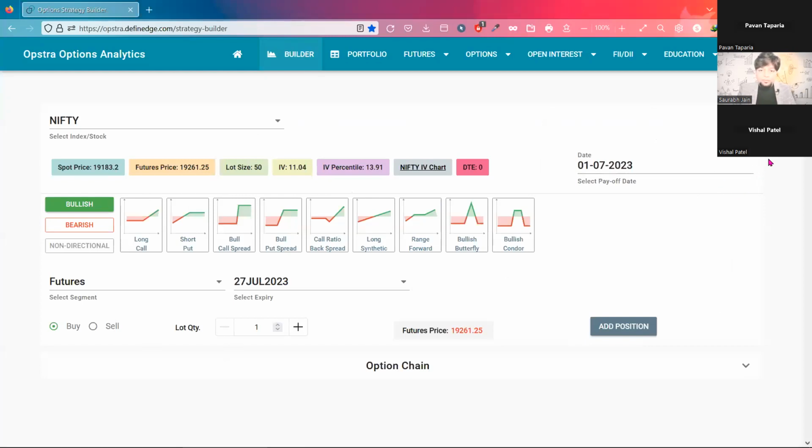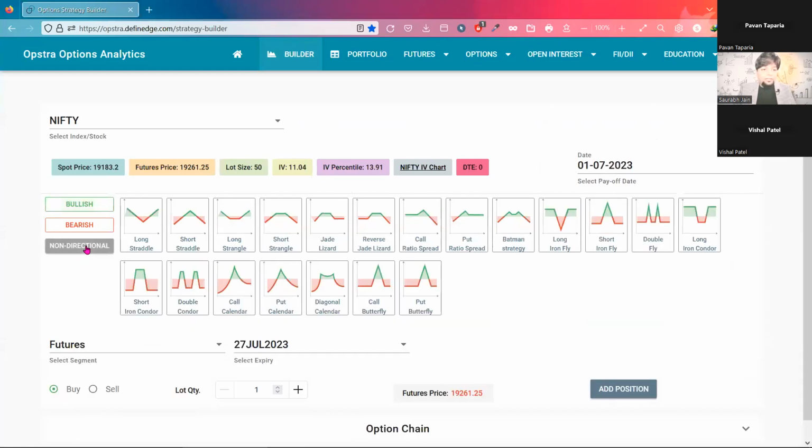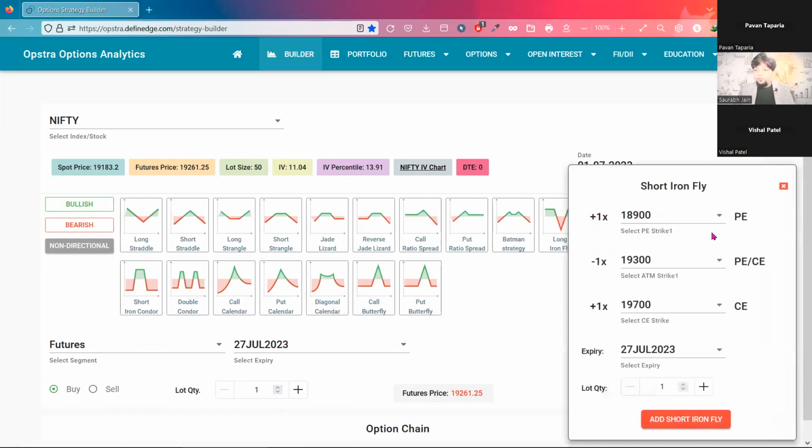This is Opstra basically. So you have certain strategies which are already there, like bullish and all that. The non-directional strategies are also there. Jade Lizard and all that are very advanced strategies. Batman strategy also is an advanced strategy. So we have the long iron fly and short iron fly, as I was talking about the short iron fly with all of you. This is the short iron fly which we are talking about. This is the strategy. Now, the short iron fly, if you want to do it, this is the weekly.